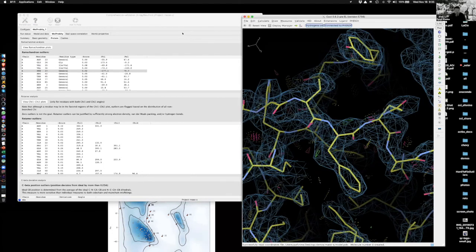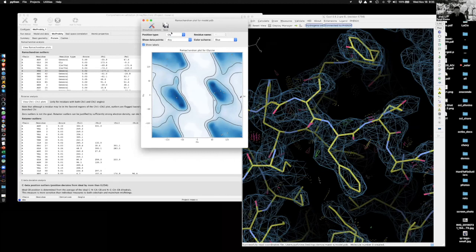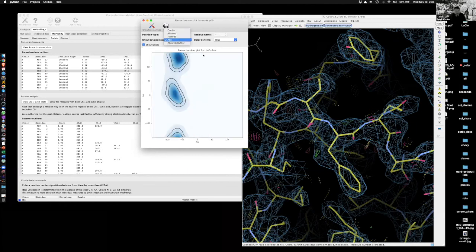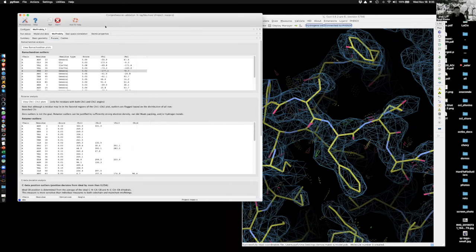Just so you know, there are different flavors of Ramachandran plot for different residues. There's a general one, and a special plot for glycines, cis-prolines, trans-prolines, pre-prolines, isoleucines, and so on. So don't forget to click that to get different Ramachandran plots when you look at it.